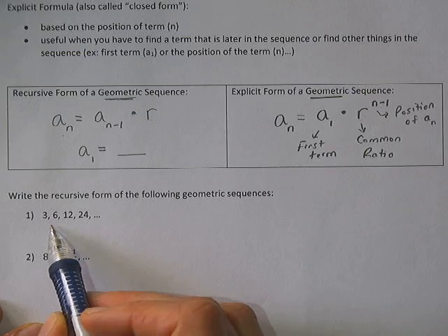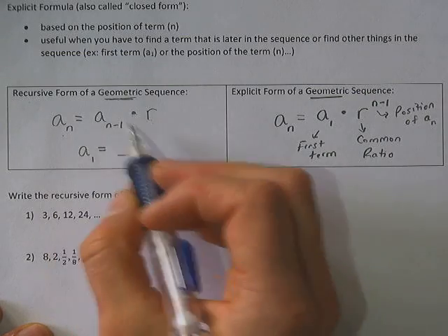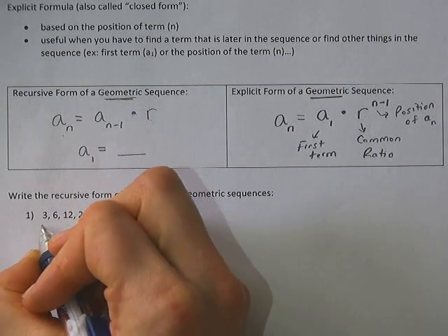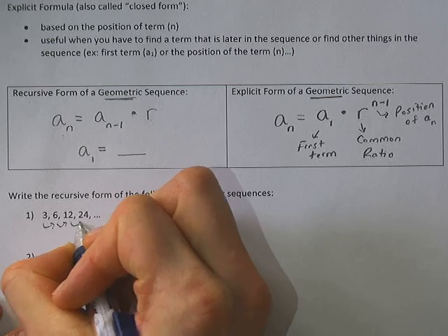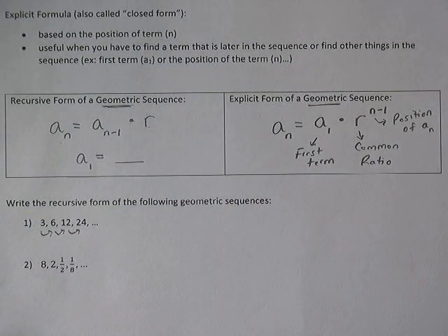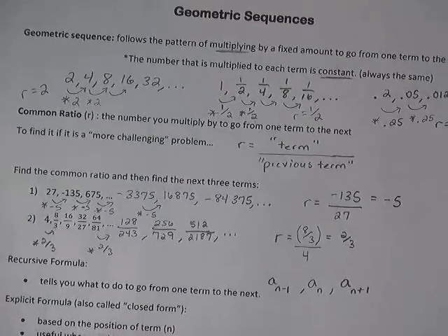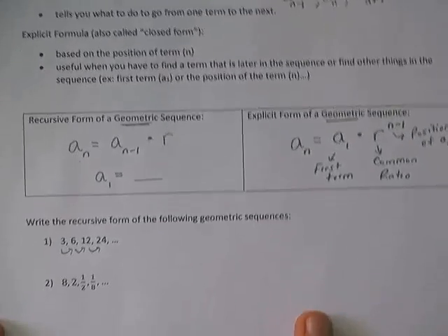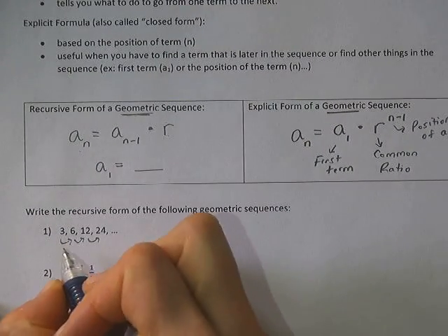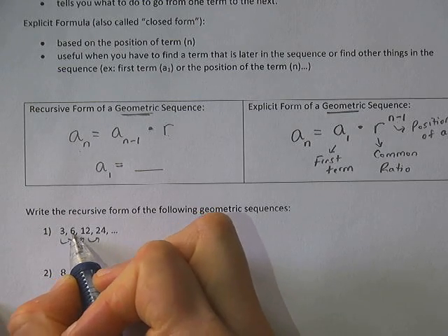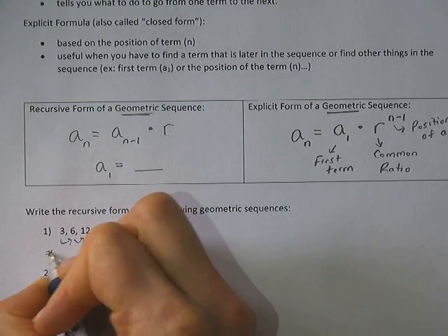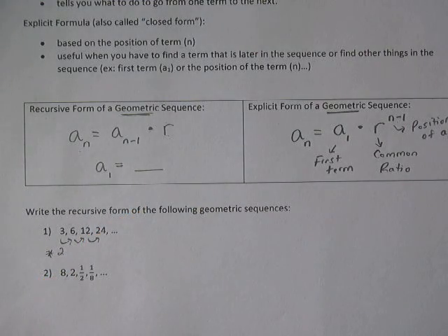Okay, so for instance, with this one, if I'm writing it in recursive form, I'm going to have to find what is the pattern. What number are we multiplying by? You can either reason through it, or you could simply use that little shortcut that we talked about where you take one of its terms over the previous term. So what am I multiplying 3 by to get 6? What am I multiplying 6 by to get 12? If you think through it, multiplying by 2 will do it for you.